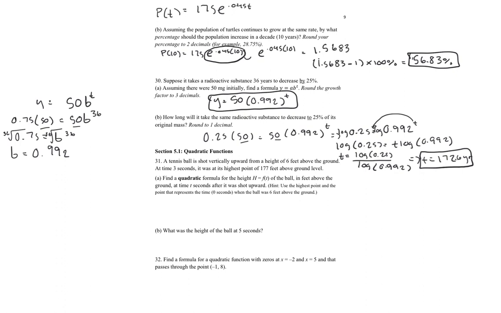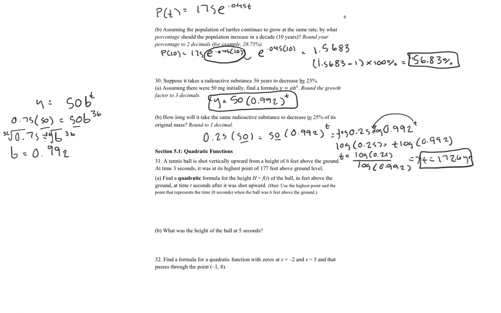Alright, so for 31, it says a tennis ball is shot vertically upward from a height of 6 feet above the ground. At time 3 seconds, it was at its highest point of 177 feet above ground level. And now it wants us to find a quadratic formula for the height in feet above the ground at time t seconds after it was shot upward.